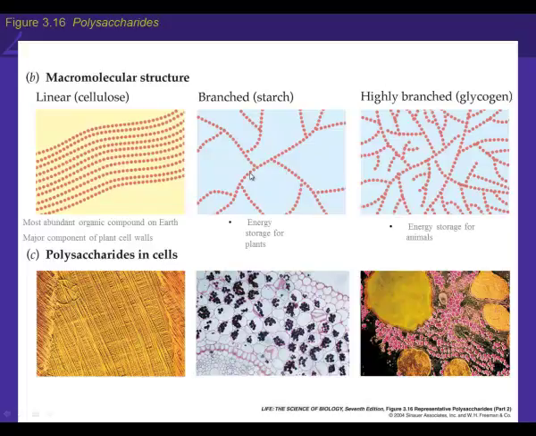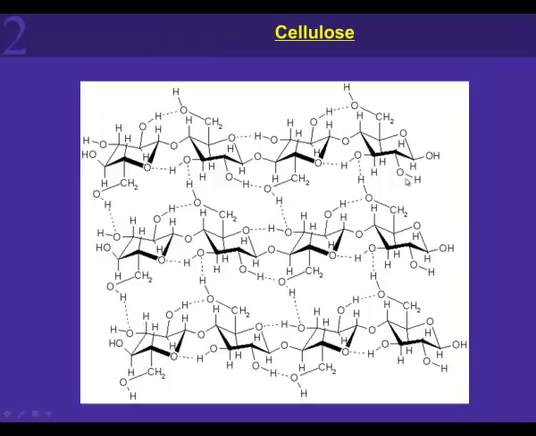And the function of starch is as an energy storage, mostly for plants, entirely for plants. In contrast, glycogen, which is energy storage for animals, is shown on the right-hand side, and this is a highly branched structure.